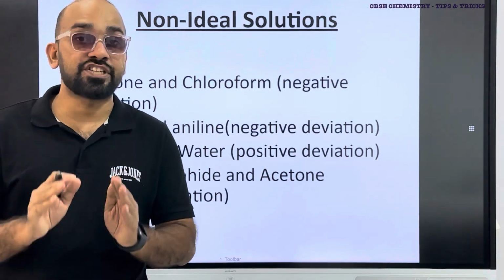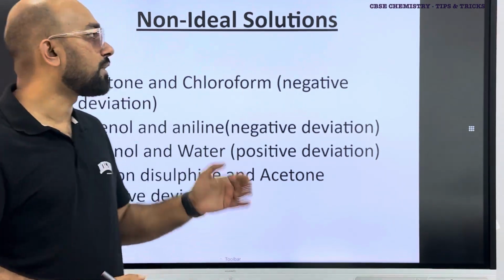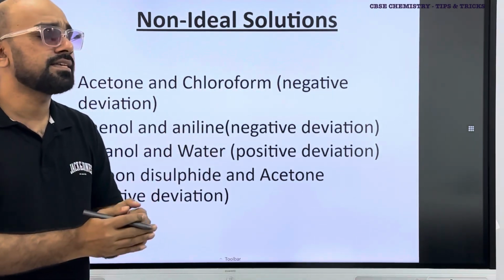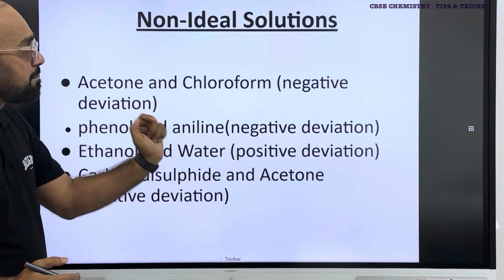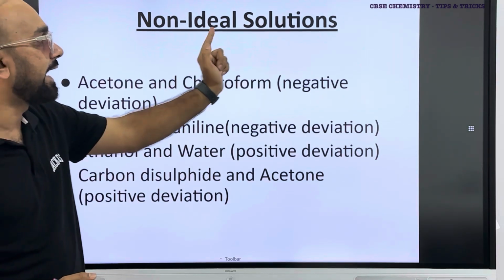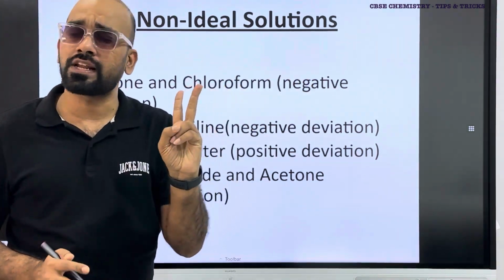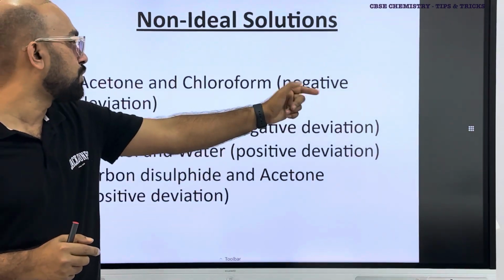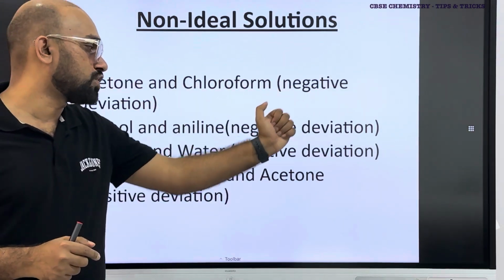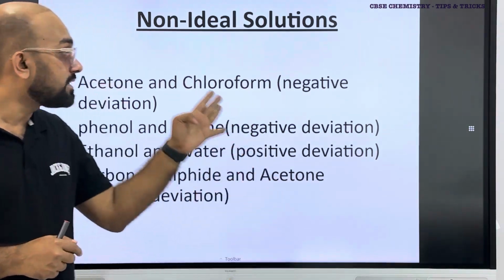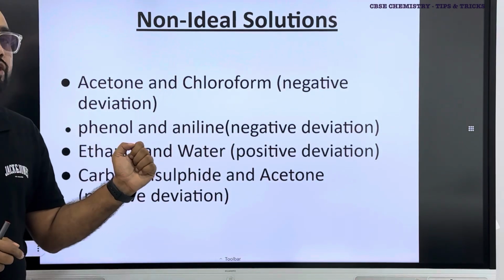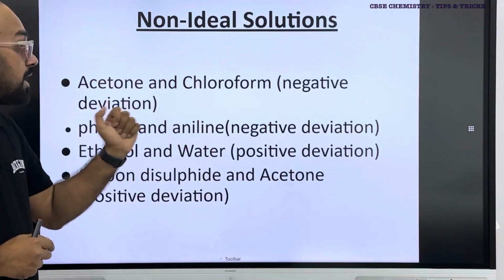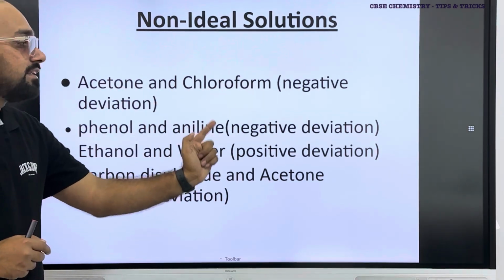The solutions which do not follow Raoult's law are known as non-ideal solutions, correct? Before saying the trick, these are the examples mentioned for the different types of non-ideal solution. Basically, there are two types of non-ideal solution: the solutions which show negative deviation and the solutions which show positive deviation. And these are the four examples mentioned in the textbook. Acetone and chloroform for negative, phenol and aniline for negative.